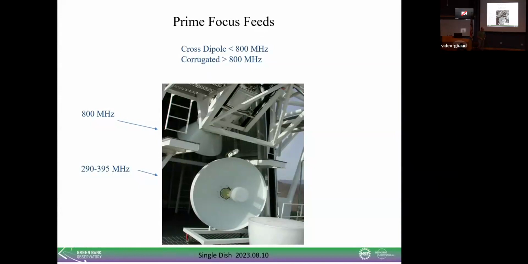And you'll see from the next slide, you don't have quite as good beam shape, and you don't have the optimum taper, so your system temperature sort of suffers because of that. But that was one of the compromises early on. It's hard to make a corrugated feed that size at prime focus.